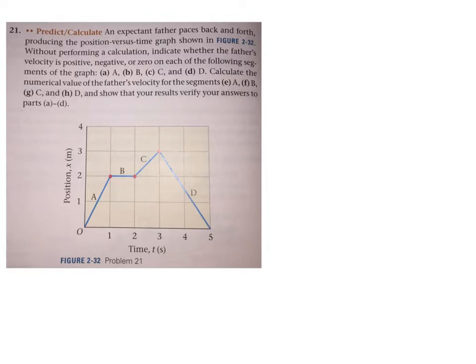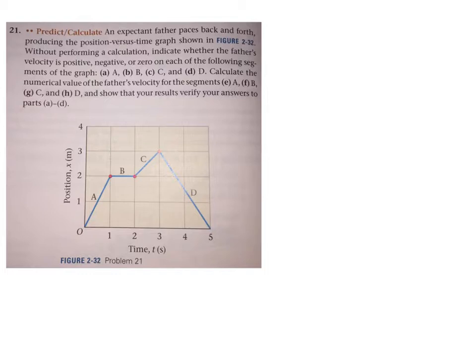An expectant father paces back and forth, producing the position versus time graph shown in figure 2-32 below. Without performing a calculation, indicate whether the father's velocity is positive, negative, or 0 on each of the following segments of the graph, A, B, C, or D. And then calculate the numerical value of the father's velocity for the segments A, B, C, and D, and show that your results verify the answers that we had before.